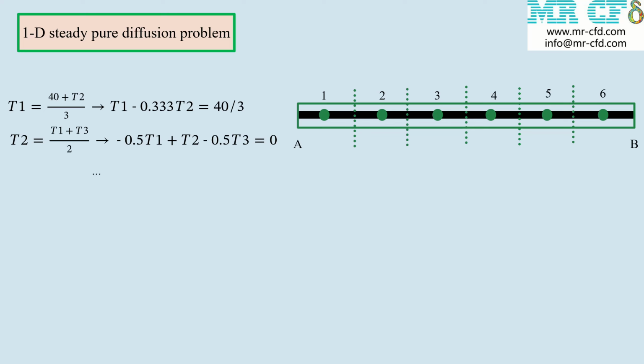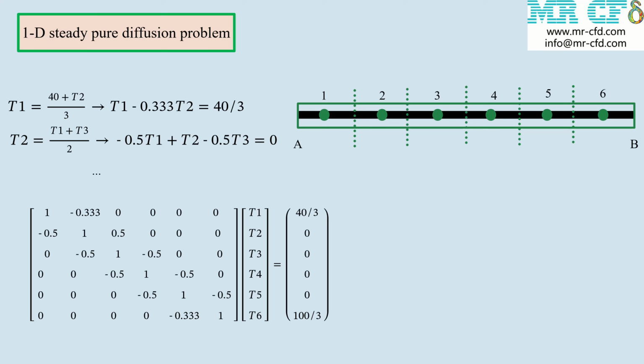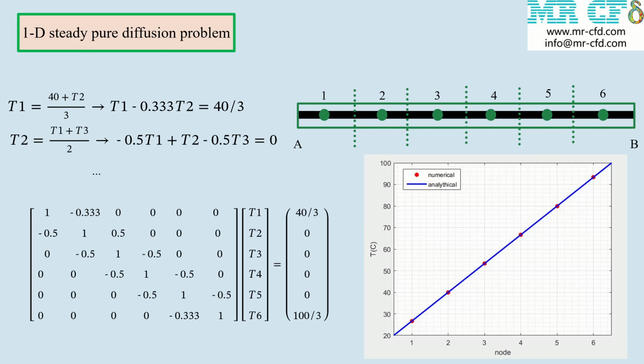And in this manner, we can derive 6 equations, and we have 6 unknowns. We can write the equations in a matrix form. For example, if we write the matrix of the equation system of this problem, the following matrix will appear. We can solve this equation with the MATLAB software. Results are shown in the graph.